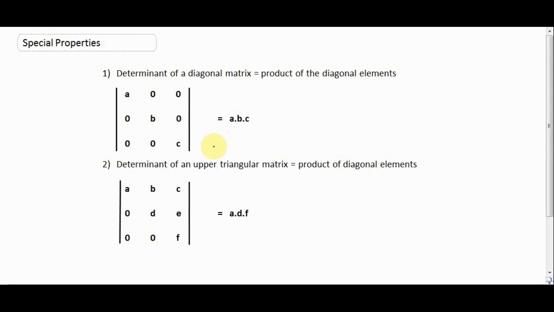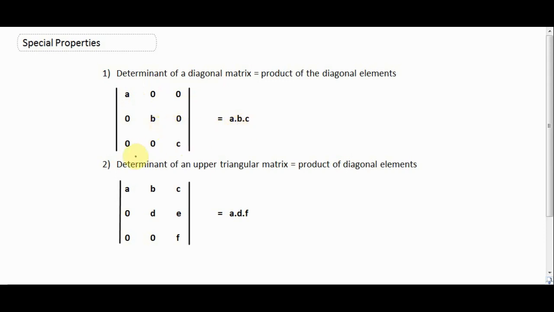Now let's discuss a few special properties related to determinants. First one, determinant of a diagonal matrix is equal to product of diagonal elements. So if we have a diagonal matrix like this with main diagonal elements as A, B and C, then determinant of this diagonal matrix will be equal to A into B into C.